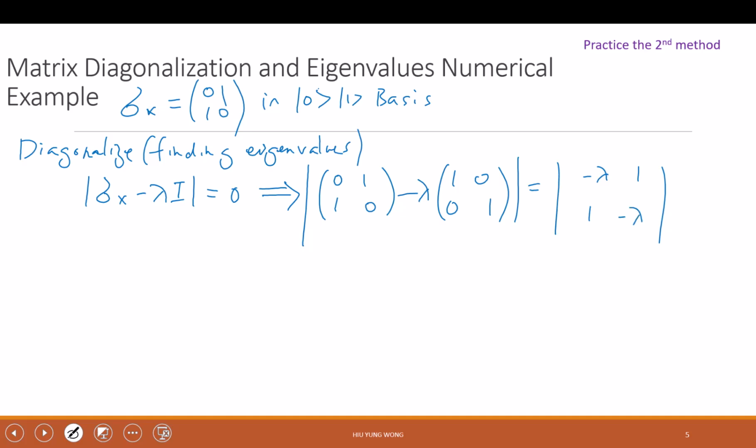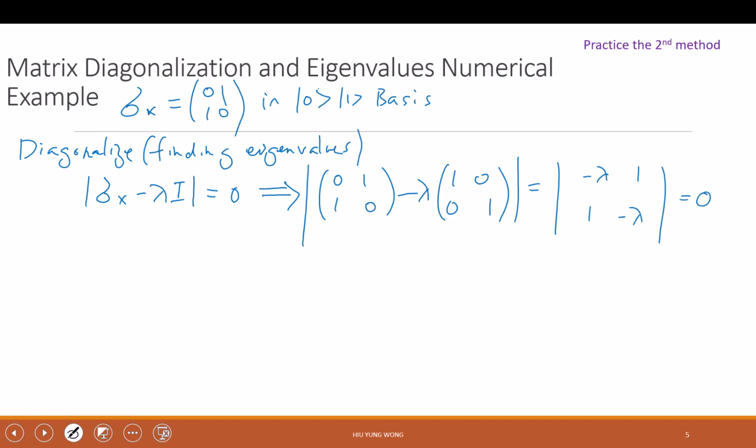Do I do it correctly? All you need to do is element by element. First lambda goes in. Lambda times 0 is still 0. 0 minus lambda. 1 minus 0. 1 minus 0. 0 minus lambda. So I got negative lambda, 1, 1, negative lambda. And I say this needs to be 0.